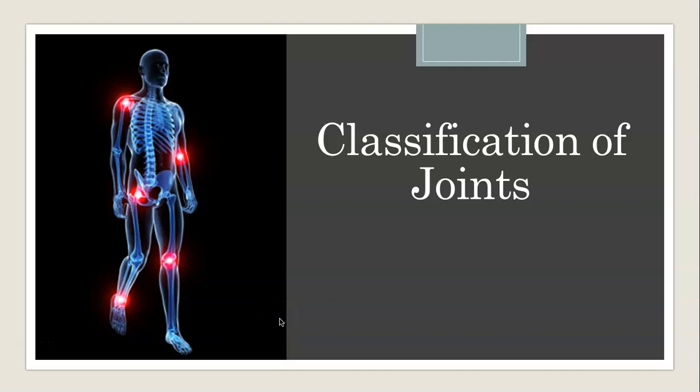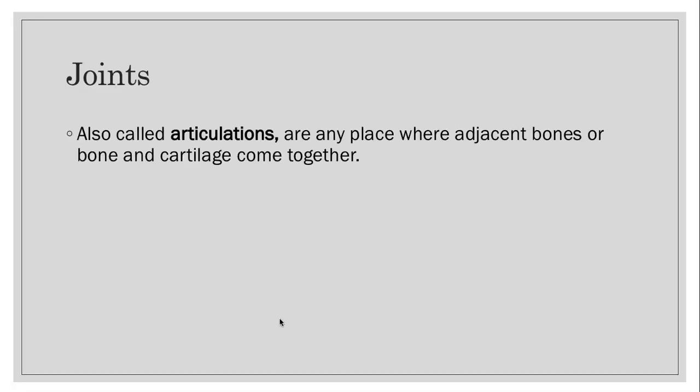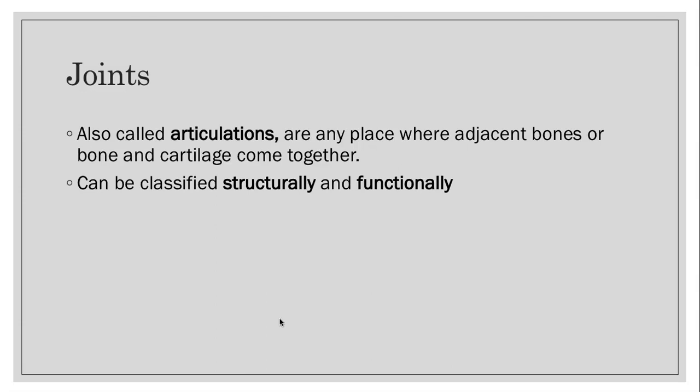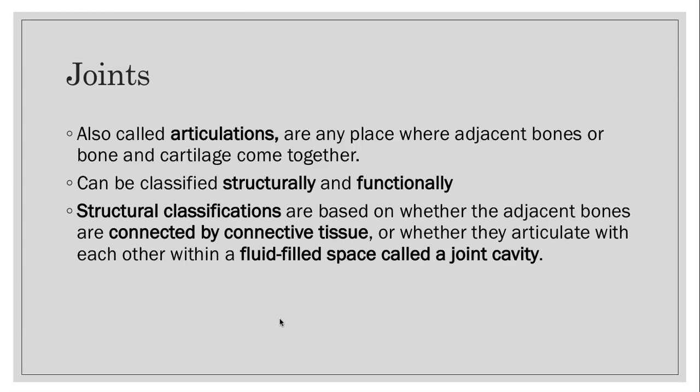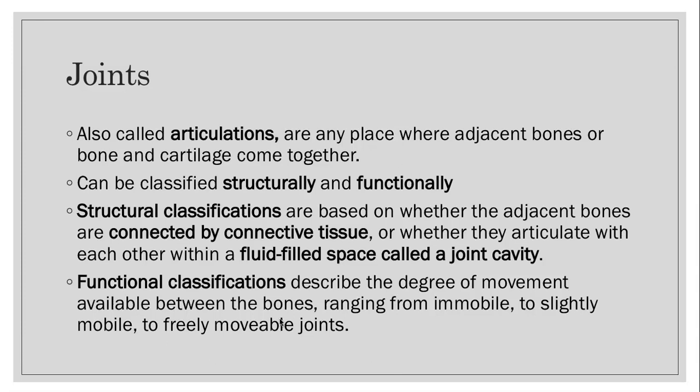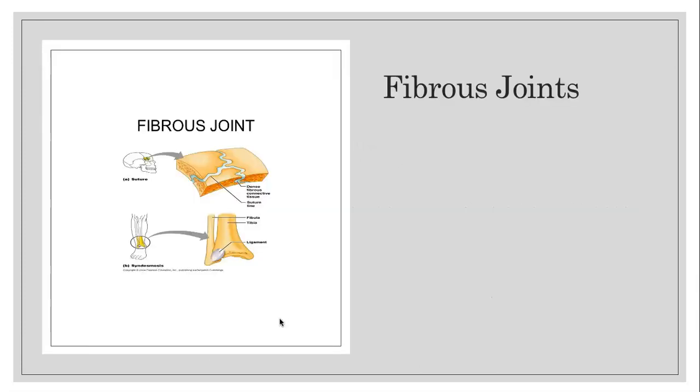That's chapter 9.1. Joints are also called articulations, and basically joints are any place where adjacent bones or bone and cartilage come together. They can be classified both structurally and functionally. Structural classification of joints is based on whether the adjacent bones are connected by connective tissue or whether they articulate with each other within a fluid-filled space called a joint cavity. Functional classifications describe the degree of movement available between the bones, ranging from immobile, to slightly mobile, to freely movable joints. And so we'll talk about all of these right now.